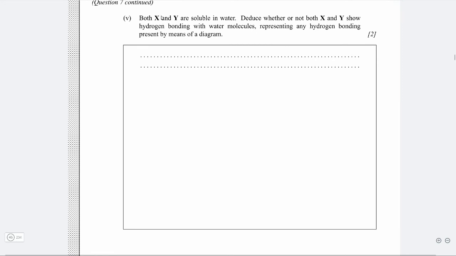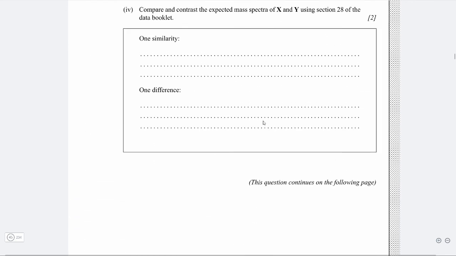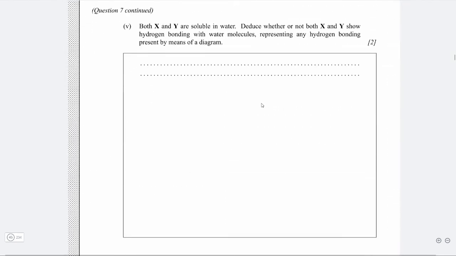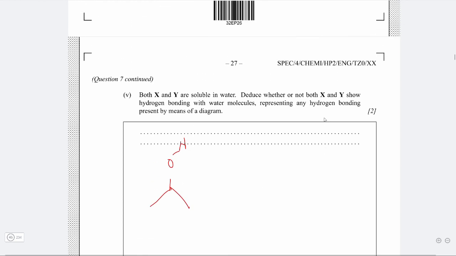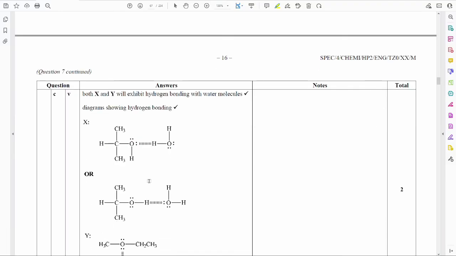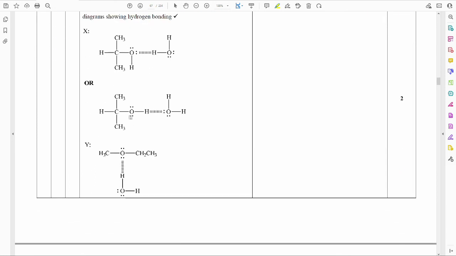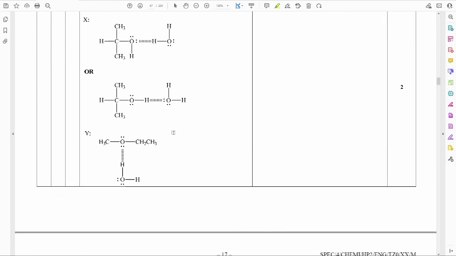Okay, both X and Y are soluble in water. Deduce whether or not both X and Y show hydrogen bonding with water molecules. Okay, so for something to have hydrogen bonding, you need an O to H bond. So the only one with the O to H is the compound X, while Y has no O to H, it has only O to C. Yeah, and then you just show how hydrogen bonding works.